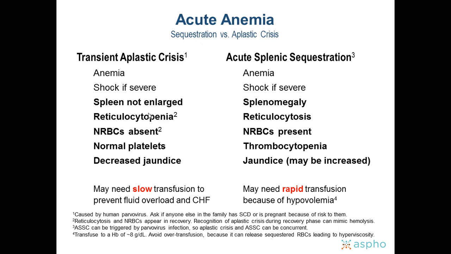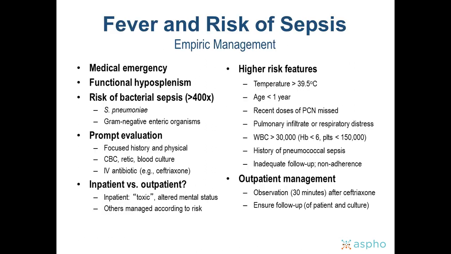Now, to make things tricky, if you catch the aplastic crisis in rebound, in recovery, then there's going to be brisk reticulocytosis that can confuse you. And then sometimes parvovirus can trigger this, but also trigger splenic sequestration.